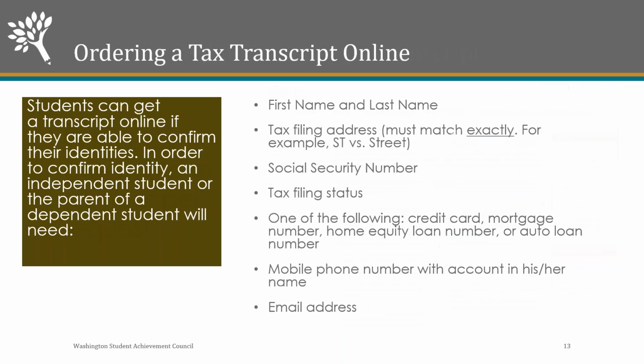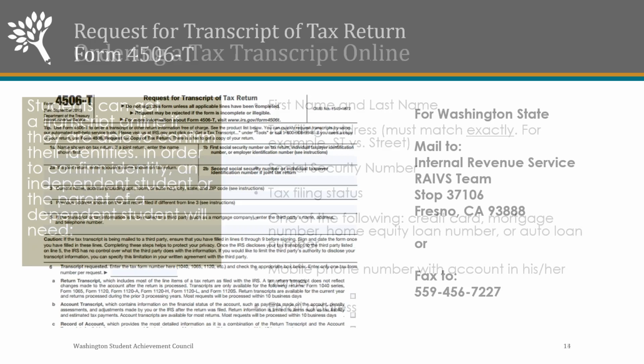Now, if you are ordering the tax transcript online, there might be some barriers because they ask for a lot of information to verify your identity. They're going to want your first and last name. They want your tax filing address, and it has to exactly match the address you had in your IRS taxes. This is a big one for people because they're going to enter it exactly as it was on the taxes, so that's what they're trying to match it to. They're going to need your social security number, your tax filing status, and one of the following: either a credit card, a mortgage number, a home equity loan, or an auto loan number. And then they'll also need a mobile phone number with the account in his or her name and an email address. So all of those things can be kind of a barrier for students to be able to access the online form, and we were finding it's a big challenge to get all those things together in order to order online.